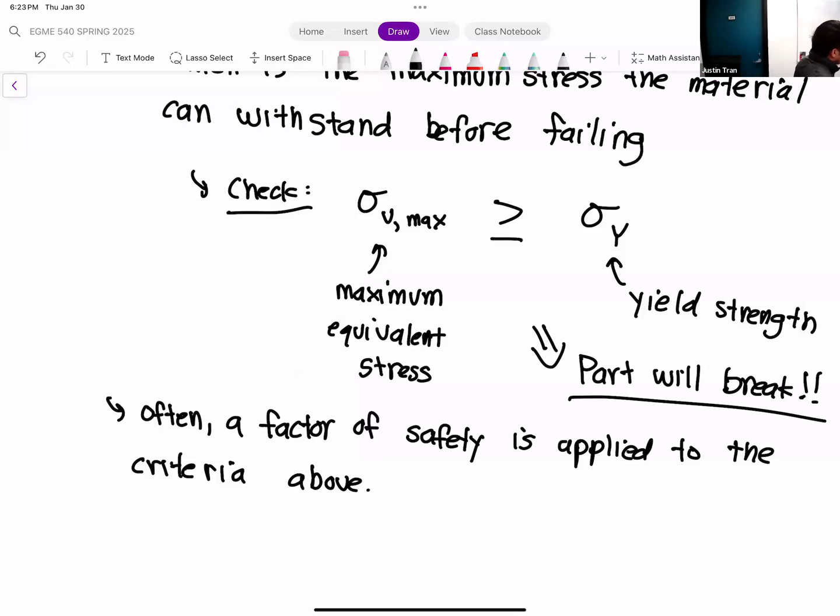When you're doing FEA, things aren't usually quite exact, and the true stress may be a little bit higher than what you're estimating, so you want to factor in some wiggle room, some factor of safety, just so that you can sleep a little bit better. Factor of safety is usually some number greater than 1.